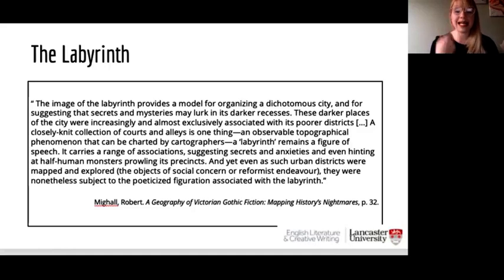It's in its ability to hide secrets. There is difficulty in mapping it, which creates a sense of disorientation and alienation. And of course, there's the threat of the monster at the centre. So keep these ideas and associations in mind as we look through the labyrinth-like streets in Jekyll and Hyde.